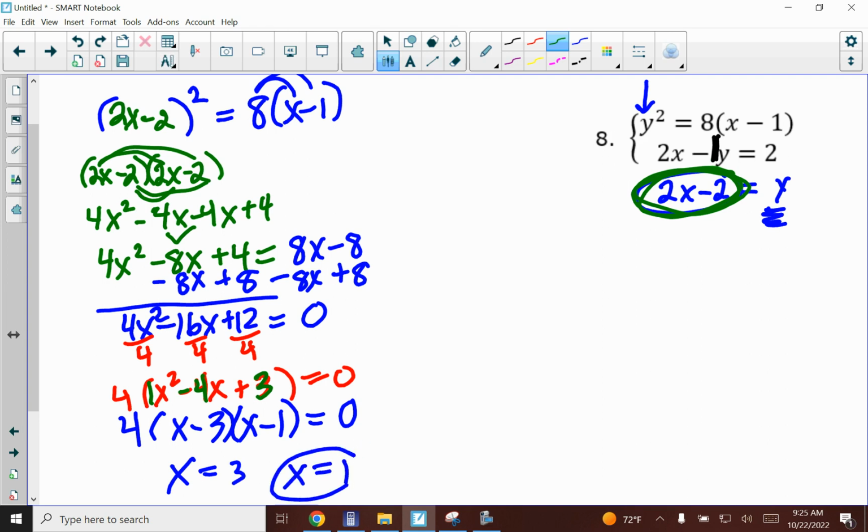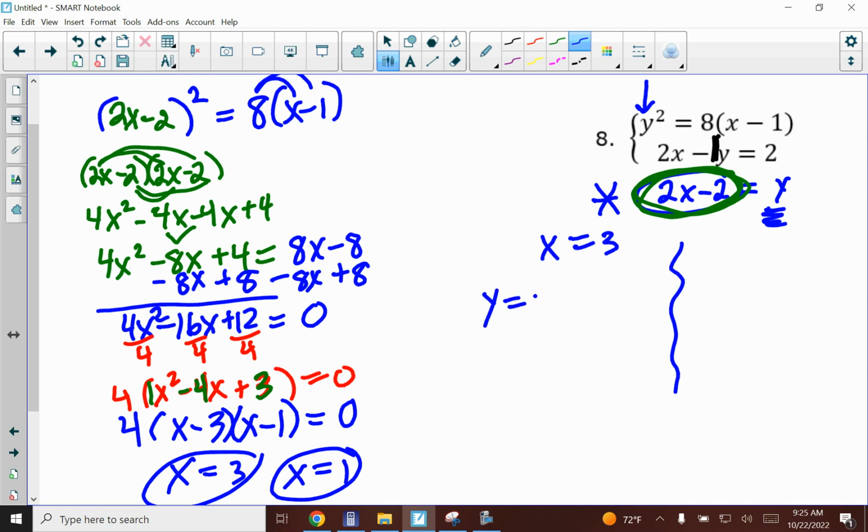Since I have these 2 answers, I'm going to have to go back to the circle and plug it in. And I'm going to have to do it 2 separate times. So for x = 3, we would end up with y = 2 parentheses -2. We plug in the 3. And so this guy right here is going to say 6 - 2, which is 4. So when x is 3, y is 4.